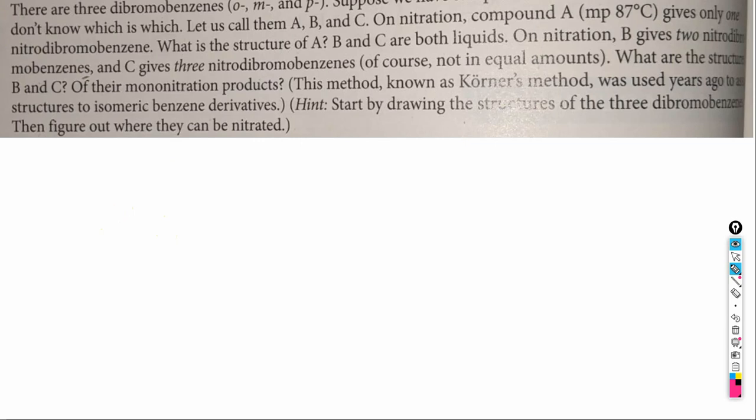In this problem they say that there are 3 dibromobenzenes, ortho, meta and para dibromobenzene. Suppose we have samples that we don't know which one is what, and the samples are labeled A, B and C, and each is one of these 3 things. So we know how to draw the structures of these compounds.